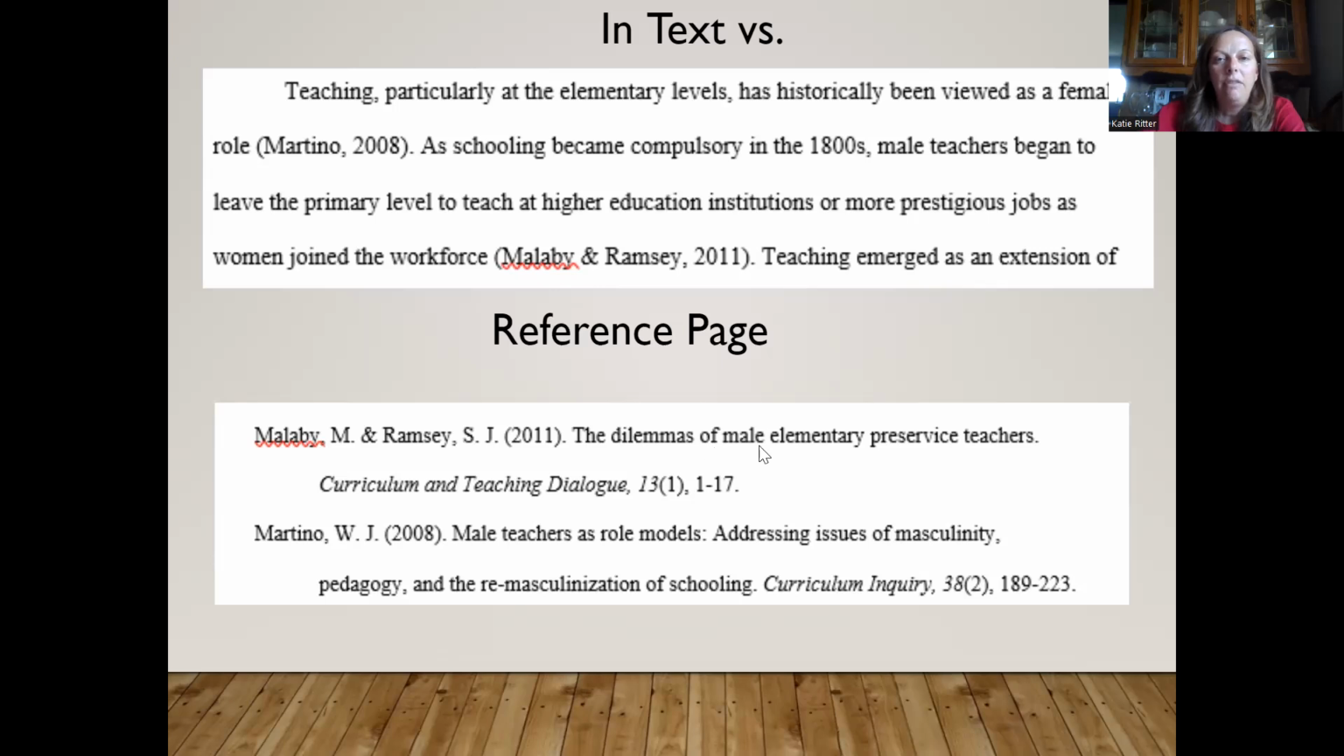The title of the article is not in italics, it's just typed out with lowercase letters. And then the name of the journal is here in italics, and you do capitalize the first letters. We have the volume, an issue, and the page numbers. Here's another one from Martino. You can again see the title of his article, the journal, the volume and issue, and the page numbers.